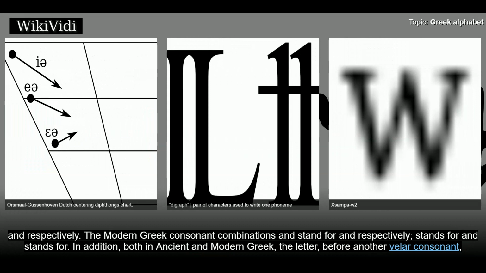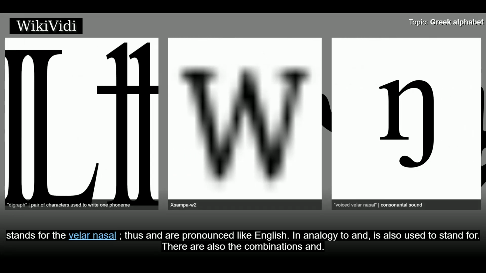In addition, both in ancient and modern Greek, the letter gamma, before another velar consonant, stands for the velar nasal. Thus these combinations are pronounced like English ng. In analogy to the others, one more combination is also used. There are also further combinations.